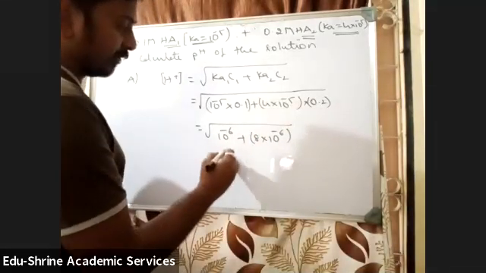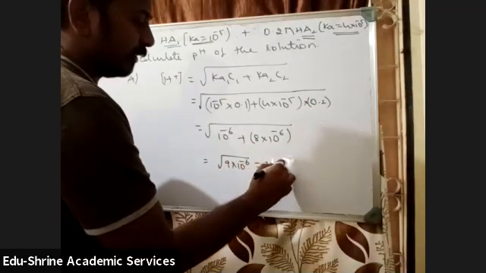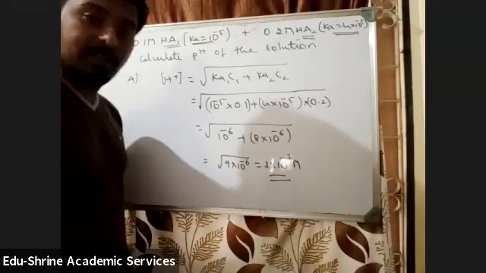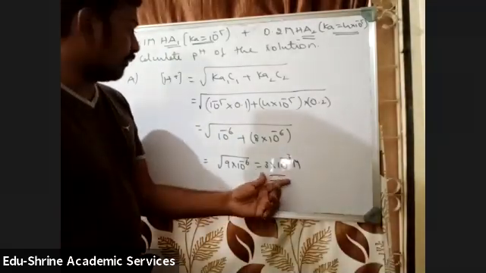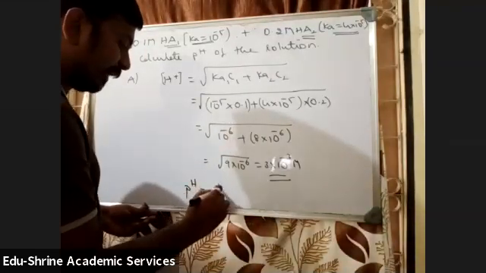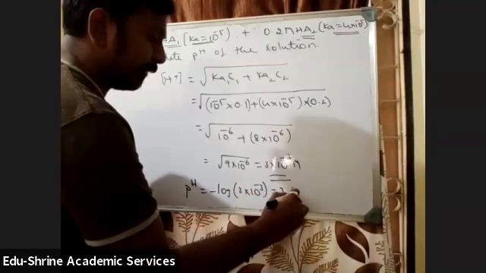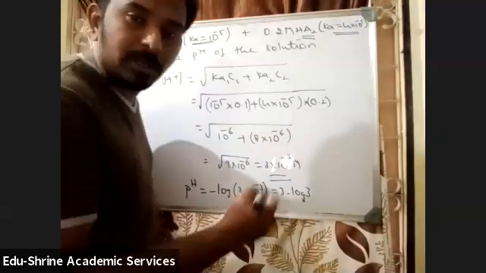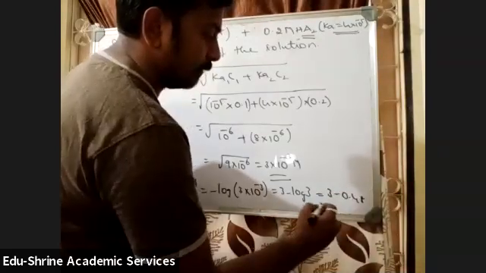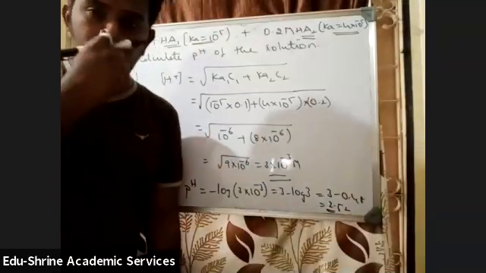Take the root of 9 into 10 power minus 6, which is 3 into 10 power minus 3. So the concentration of H plus ion is 3 into 10 power minus 3. Once you know the concentration of H plus ion, we can calculate pH. So pH is equal to minus log of 3 into 10 power minus 3, which is 3 minus log 3. You can take the log 3 value as 0.48. So 3 minus 0.48 is 2.52. So pH is about 2.5.